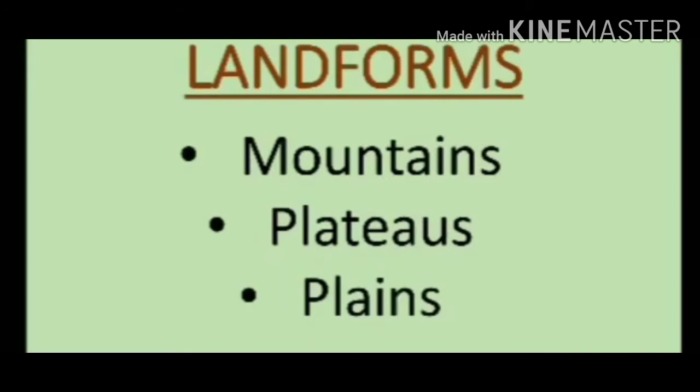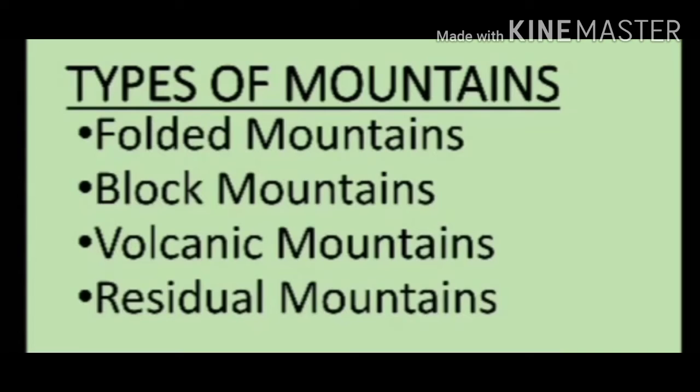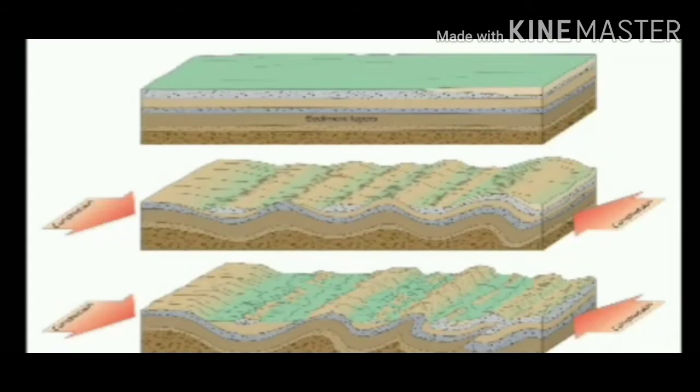These land masses are not equal and not even at all places. Therefore, we have different types of mountains, plateaus as well as plains. There are different types of mountains, children: folded mountains, block mountains, volcanic mountains and residual mountains. Let's discuss these 4 types of mountains in this video.